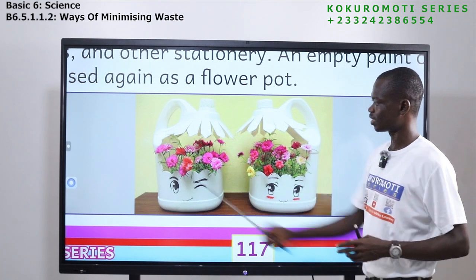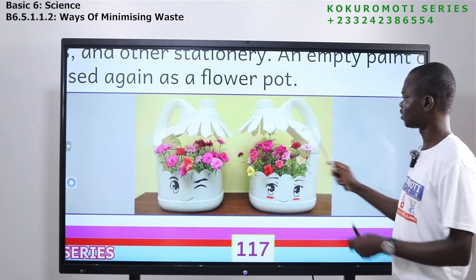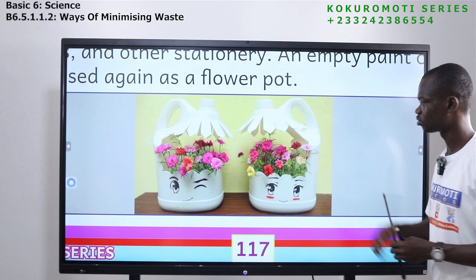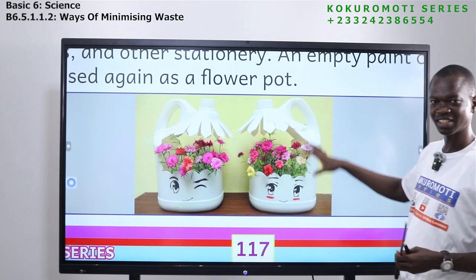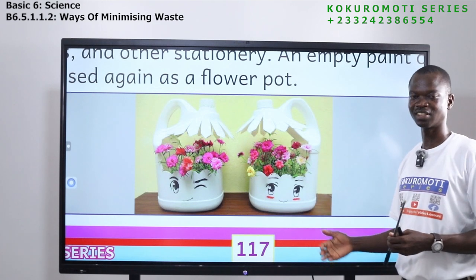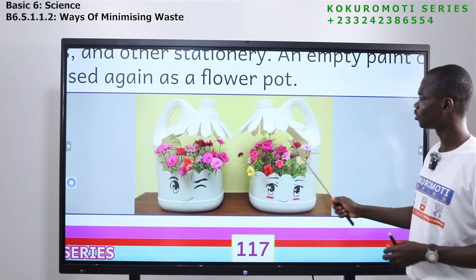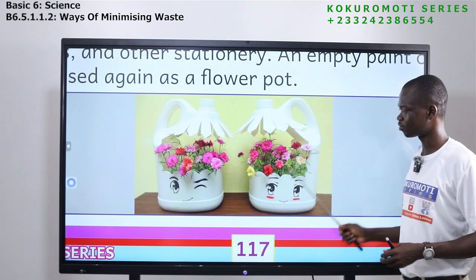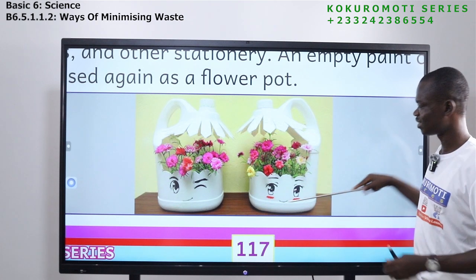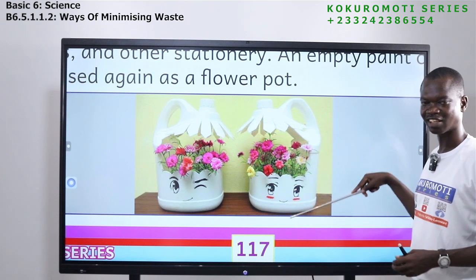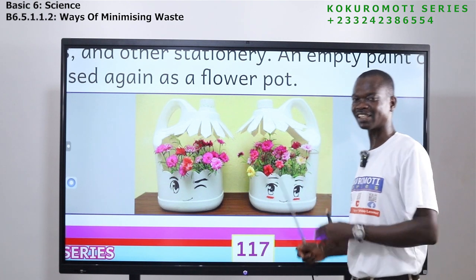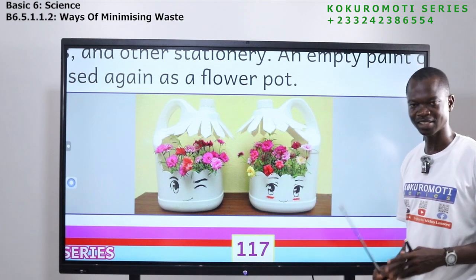Okay, so you see we have this here. This is a gallon, the one that we use to buy petrol, diesel and other things. After using this, you don't need to throw it away. You can use it again. That is what we mean by reuse. The same thing, you use it again. So look at what we have here. These are flowers. Have you seen the flowers here, in this container or this gallon? So this is what we mean by reuse. Reuse. It's another way of minimizing waste.